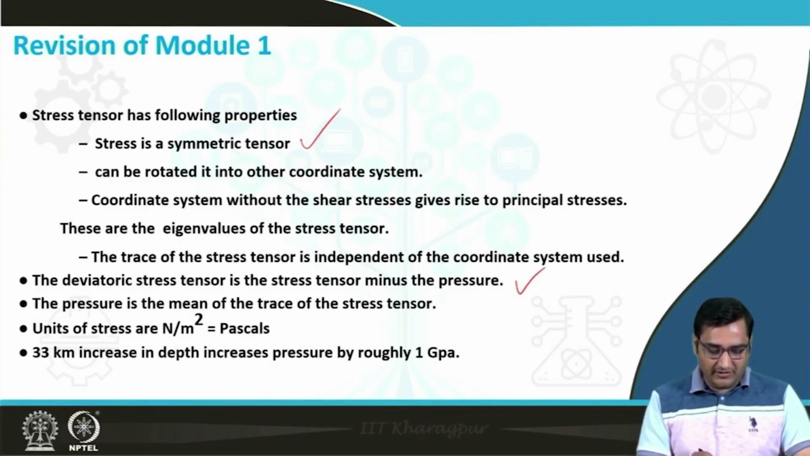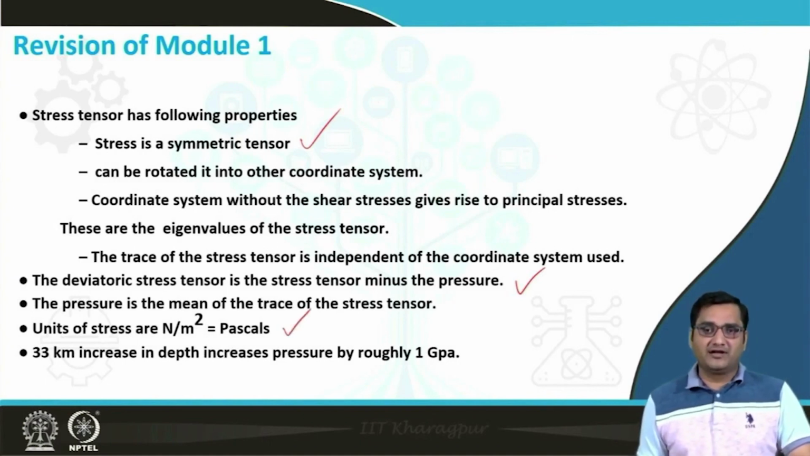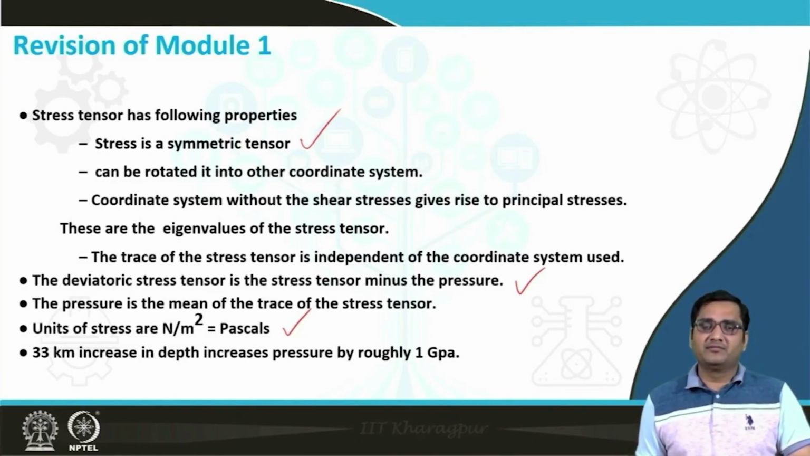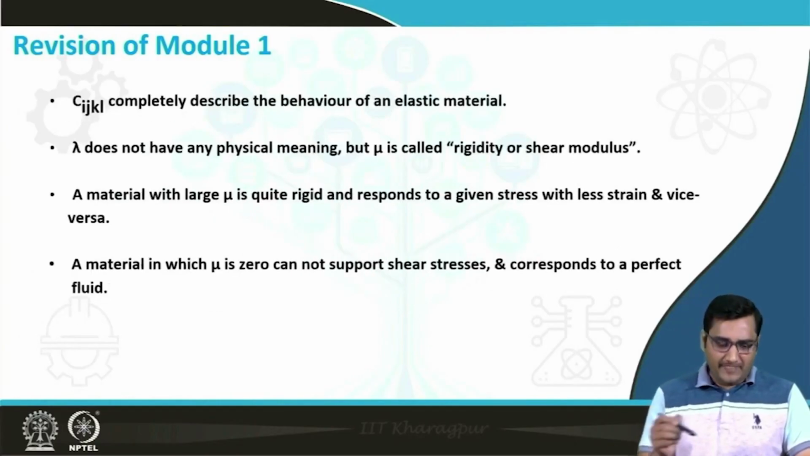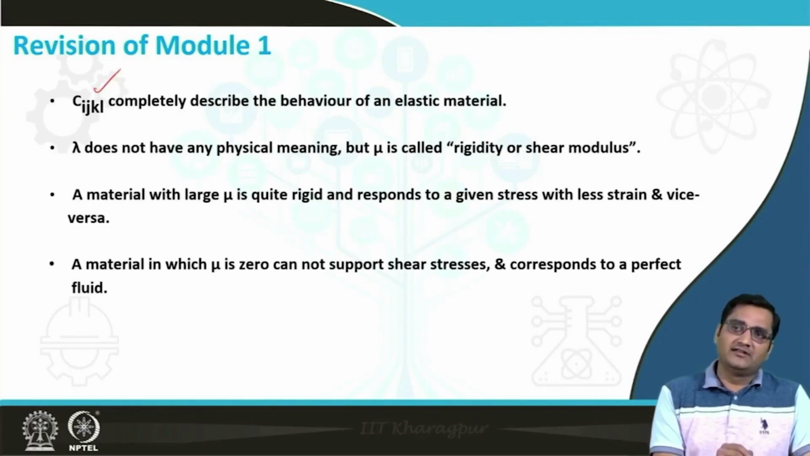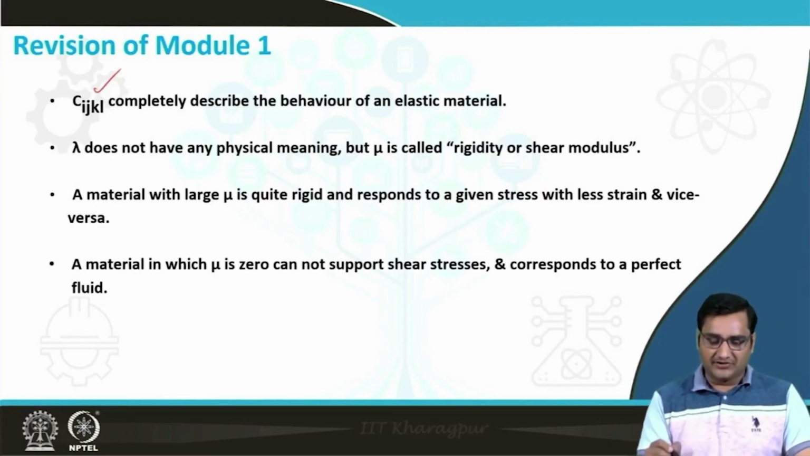And when we talk about the unit of stress, that is Newton per meter squared or the pascals. And in the earth situation, we talk about the pressure. That means if we increase the depth by 33 kilometers, then the pressure will increase roughly by 1 gigapascal. And we also talked about the elastic moduli tensor or the stiffness tensor, that was represented by CIJKL, and that basically describes the behavior of an elastic material.